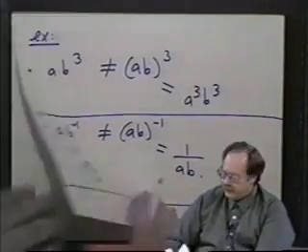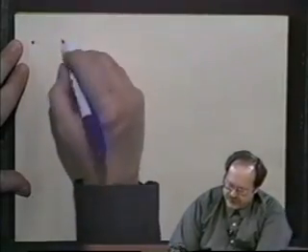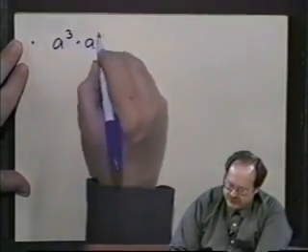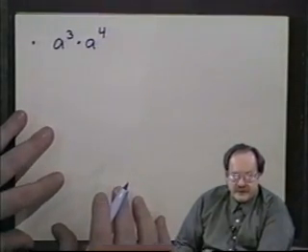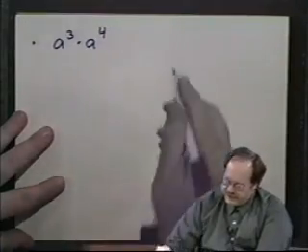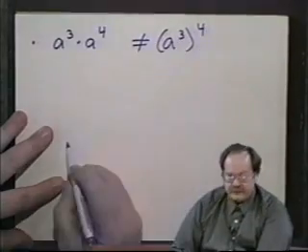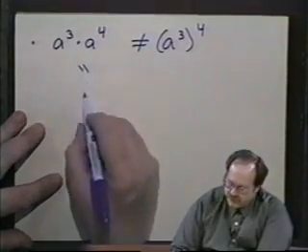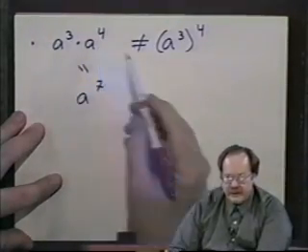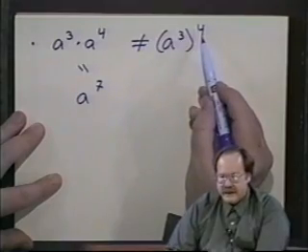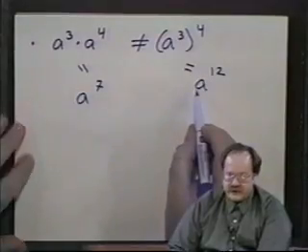Let me show you a couple more fallacious arguments here. A cubed times a to the fourth. Now you know from our rule, we've said it a couple of times, what you're supposed to do. You're supposed to add the powers. This is definitely not equal to a cubed to the fourth power. Because as you know from the rule, this is a to the seventh. 3 plus 4 is 7. That's how many a's are multiplied. And this one is a cubed taken to the fourth. This, of course, is a to the 12th. And these, of course, are not at all alike.